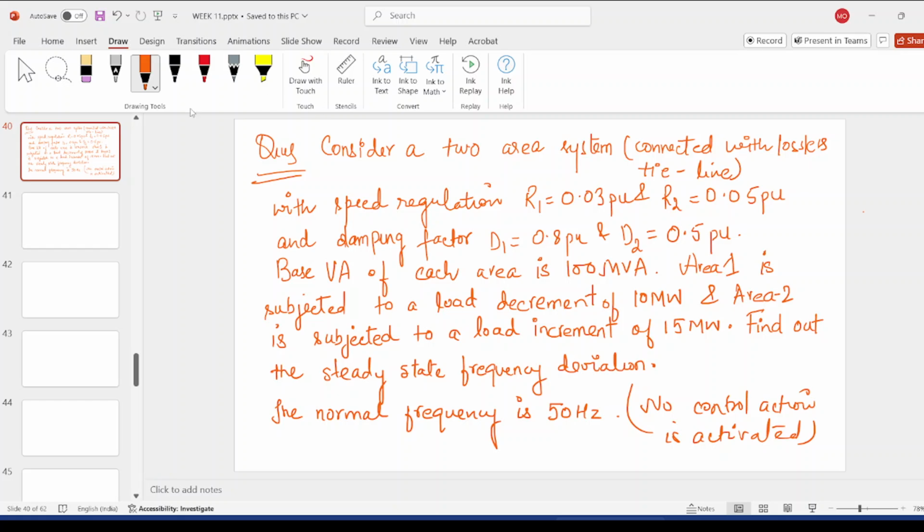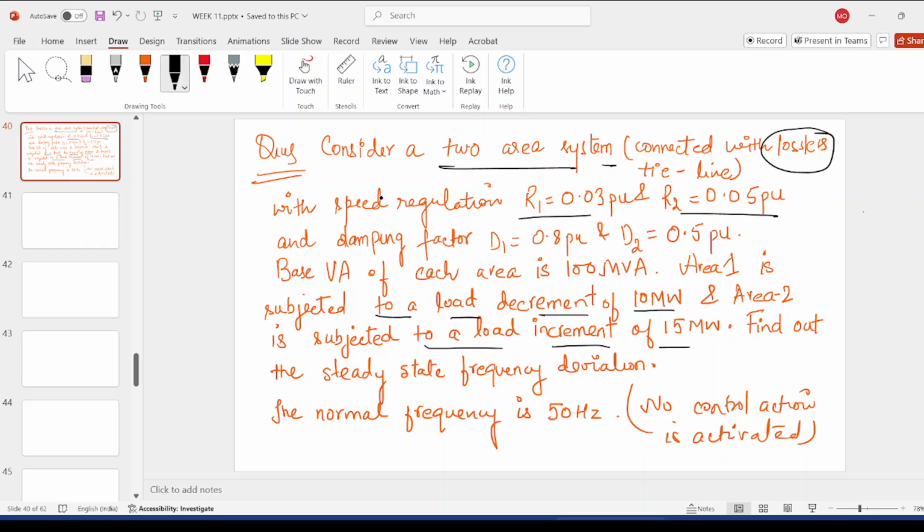So here what is given is that there are two areas of the power system which are connected by a lossless tie line, and each area has the speed regulation factors like this and the damping factors D1 and D2. The base VA of each area is 100 MVA. Area 1 is subjected to a load decrease of 10 megawatt, and consequently area 2 has been subjected to a loading increment of 15 megawatt.